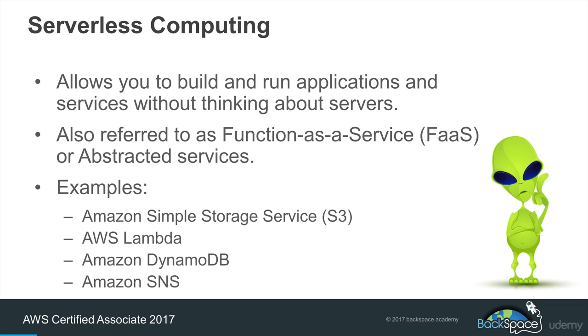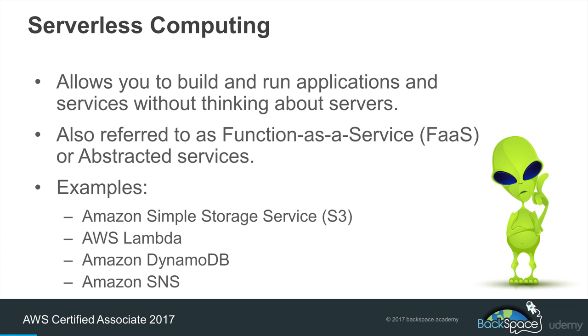Some good examples of that are the Amazon Simple Storage Service, and we'll talk more about these services in the next few slides. AWS Lambda is a service where we can just give our code to AWS and it will run that code for us and bill us in 100 millisecond increments. So we don't need to worry about anything other than supplying our application code and Lambda will run that for us. Amazon DynamoDB is a serverless computing NoSQL database.